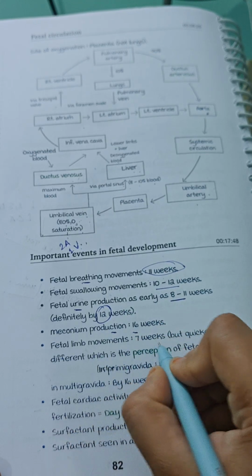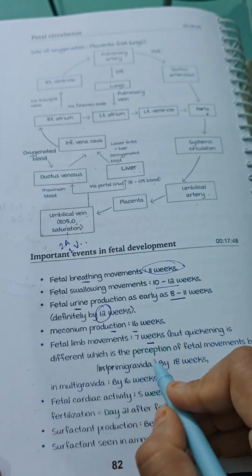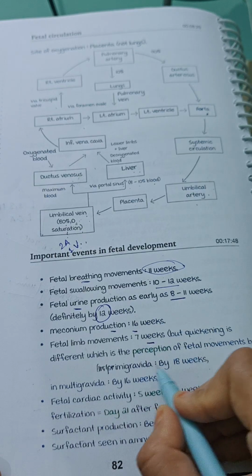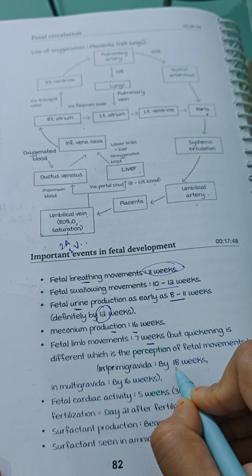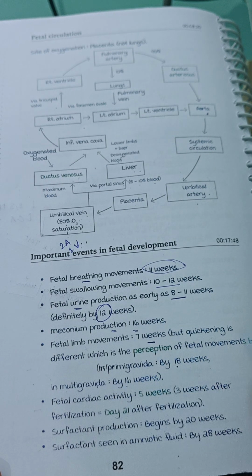Fetal limb movement can be perceived by 7 weeks, but quickening is different, which is the perception of fetal movements. It occurs at 18 to 20 weeks in primigravida, and 16 to 18 weeks in the multigravida.